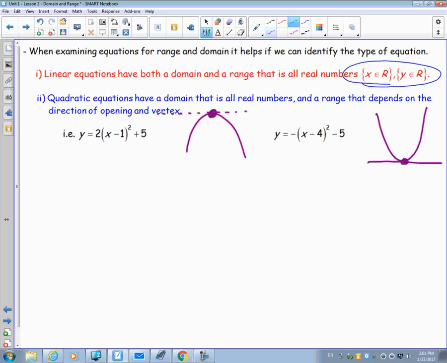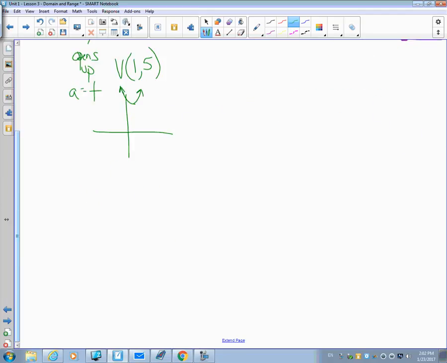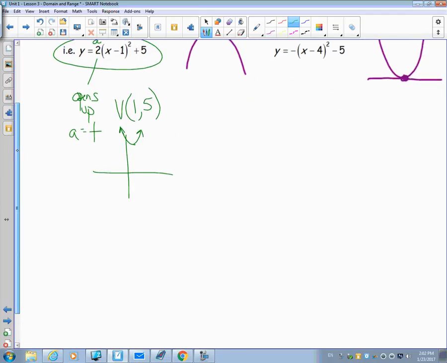Okay, so let's look at this example here. This is a parabola that opens up. And I know it opens up because my a value, this is a, is positive. I also know that the vertex is 1 and 5. So if I were to draw a quick picture of something opening up with a vertex of 1, 5, it would look like this. Well, what's the domain and range of that? That's pretty easy to figure out. And I just, by a real quick picture, figured out my domain and range.